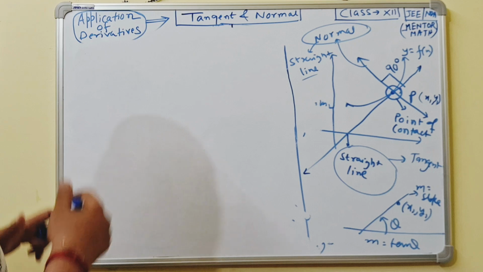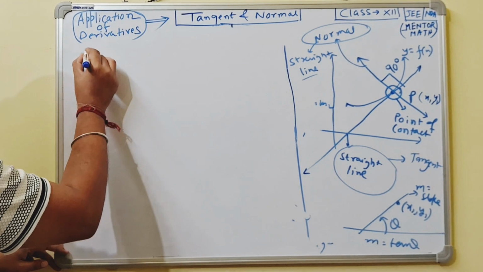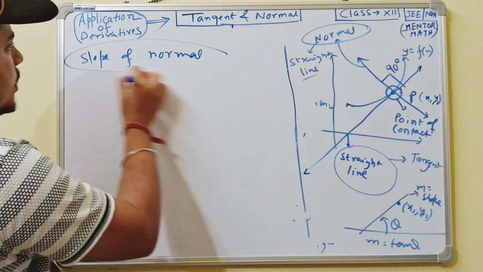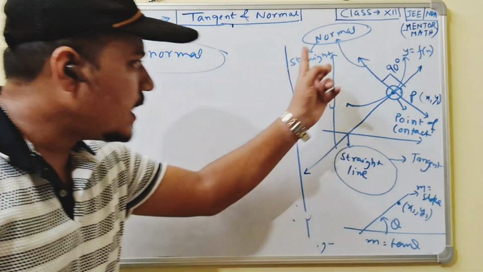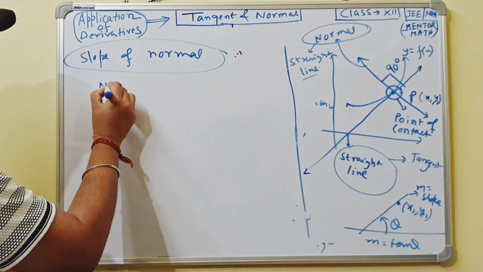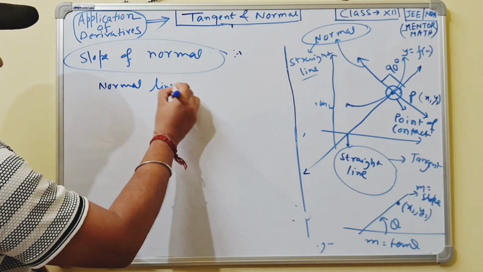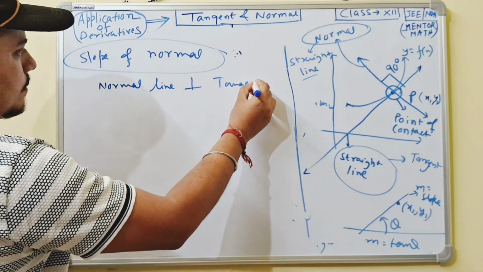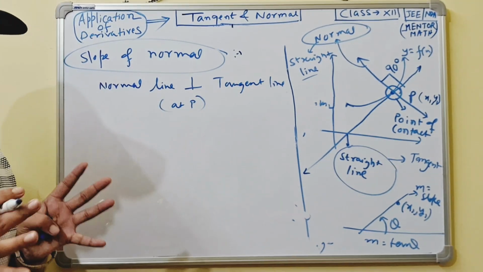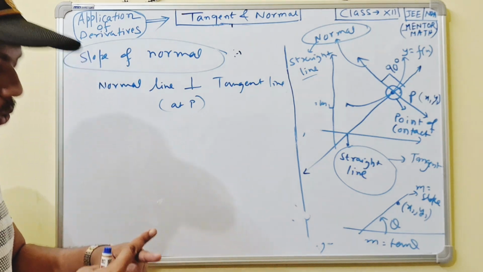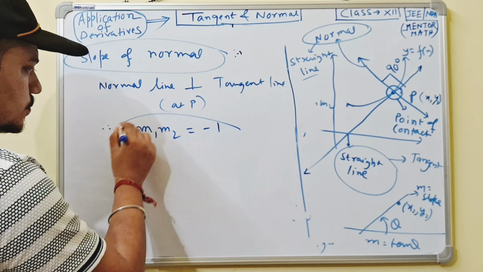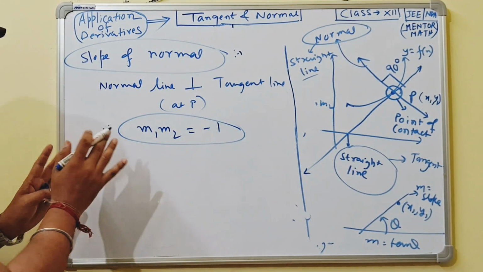Next, we are going to discuss the slope of normal. What do you mean by normal line? The normal line is perpendicular to the tangent line at their point of contact P, at the same point P. From straight lines, you know that if two lines are perpendicular to each other, the product of their slopes is equal to -1. You already know that.